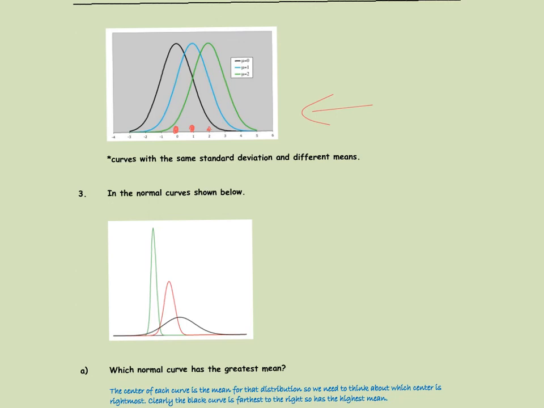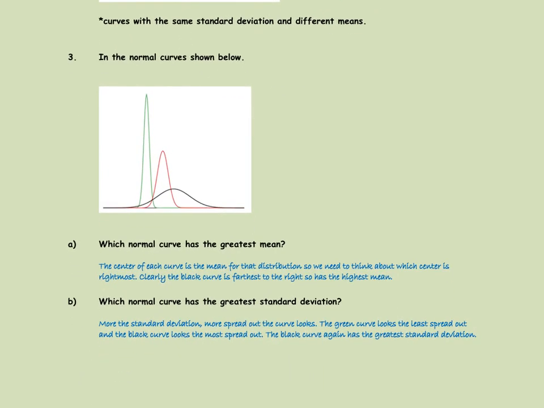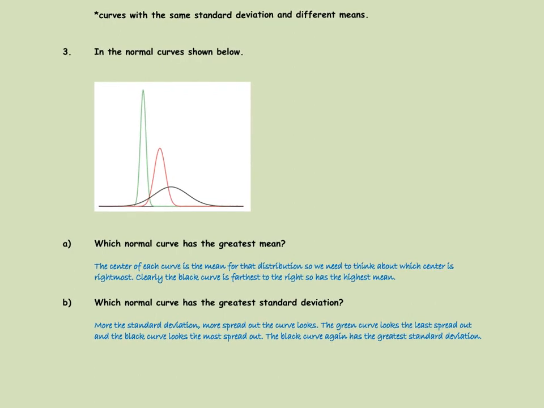Now let's look at the next example. So we have three graphs here. One is green, one is red, and one is black. They're all normal distributions. The question says which normal curve has the greatest mean. The mean always sits in the center of the distribution. So the mean of the green graph is here, let's call it mu g. This is the mu of the red graph, and this is the mu of the black graph. So there are three centers, and these are the means.